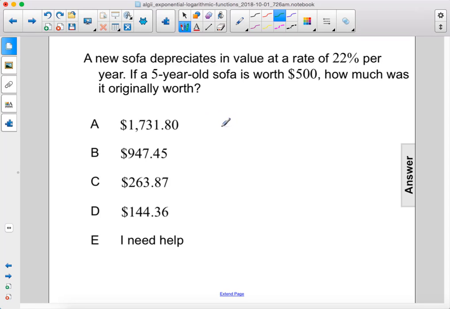A new sofa depreciates in value at a rate of 22% per year. If a 5-year-old sofa is worth $500, how much was it originally worth? Let's begin with our function for depreciating value to the t.